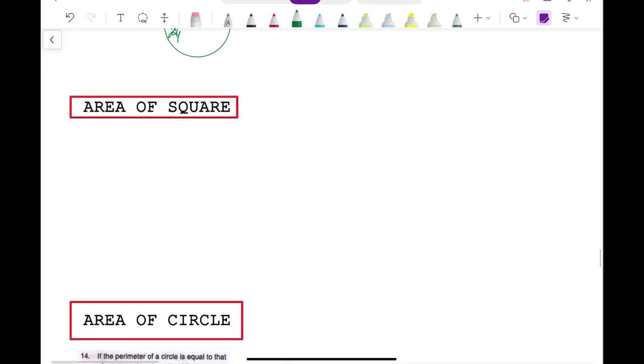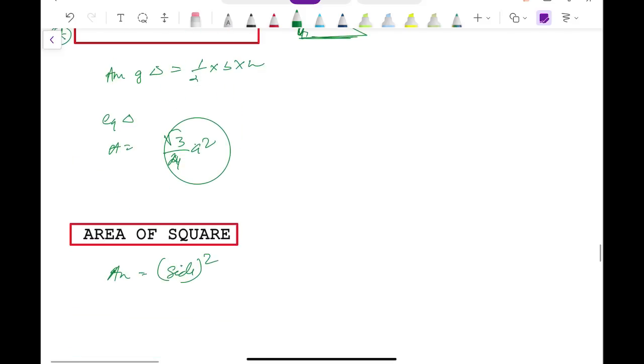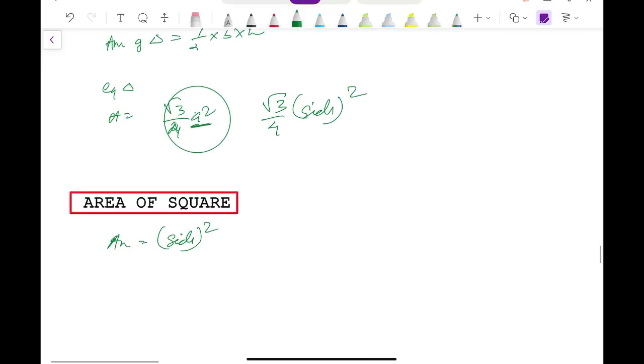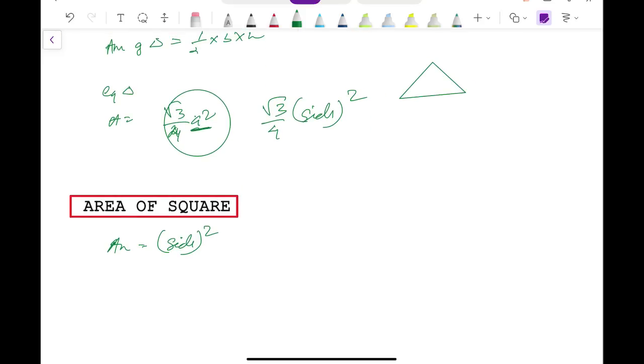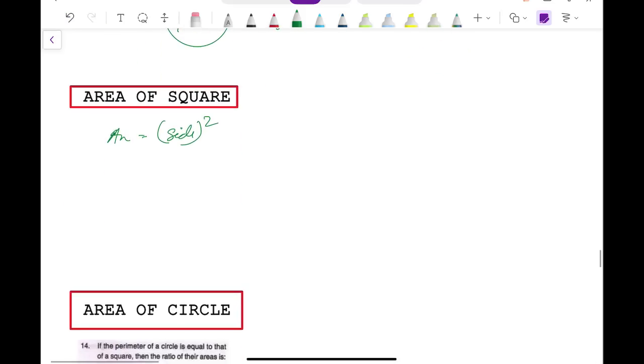So when we talk about square, area is nothing but side whole square. But remember, even here, a means root 3 by 4 side whole square. Remember that, because in an equilateral triangle, all the sides are same. This is a, this is a, this is a. When we talk about square, there are two things. One is area and one is perimeter. Perimeter simply means 4a.